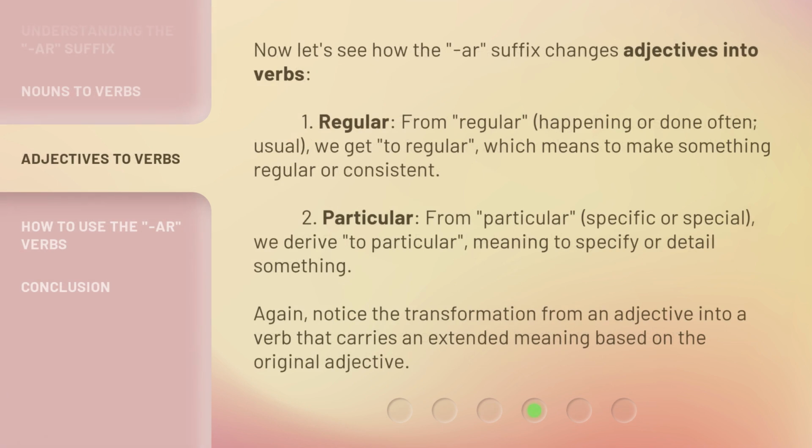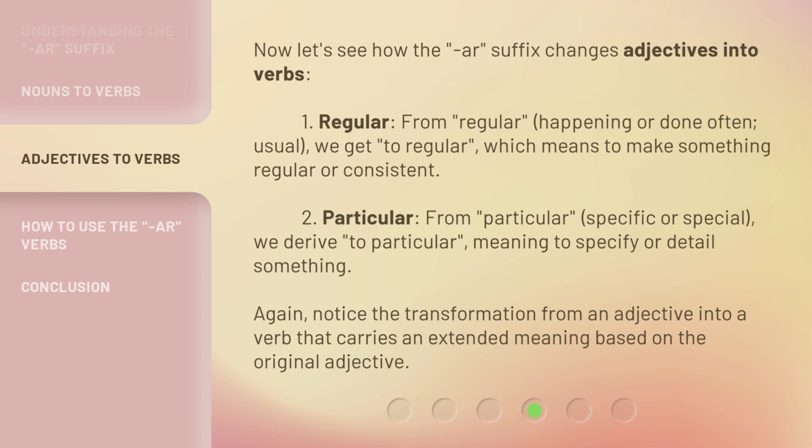Now let's see how the AR suffix changes adjectives into verbs. 1. Regular. From regular, happening or done often, usual, we get to regular, which means to make something regular or consistent. 2. Particular. From particular, specific or special, we derive to particular, meaning to specify or detail something.